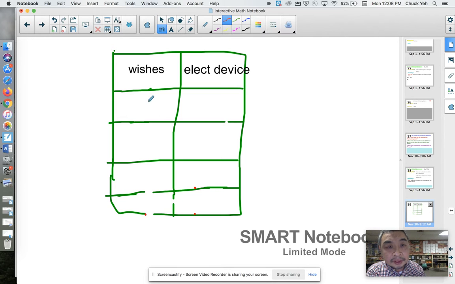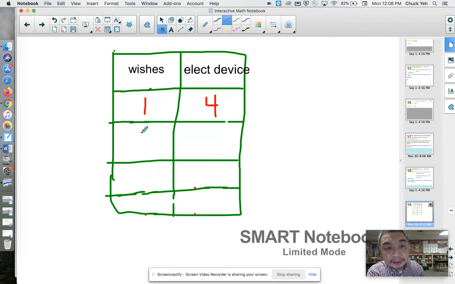So I only have one wish. I want to get a Nintendo Switch. Then I have 4 electronic devices. So if I do have that Nintendo Switch, then I'll have 5 electronic devices. So if my ratio is 1 to 4, if I use a table, I can make equivalent ratios out of that, right? So 1 to 4.